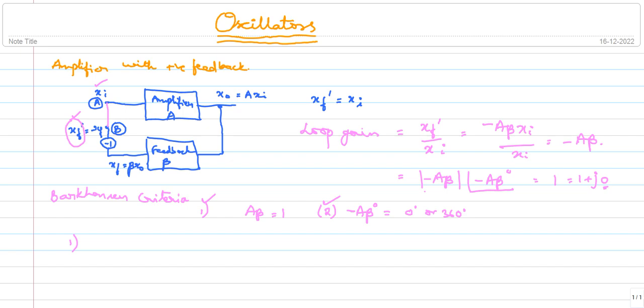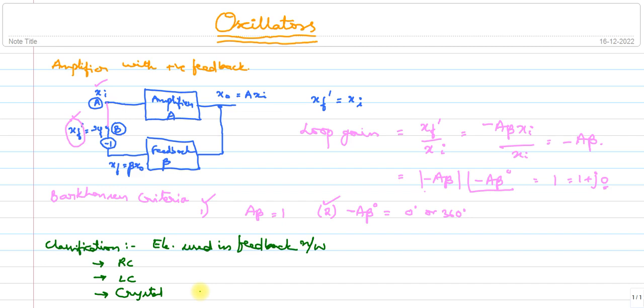So these two are the basic conditions to make an oscillator. Now let us classify these things. Coming to classification, these are very simple. We classify based upon the elements used in the feedback network. Whichever type of elements we use in the feedback network, we name the oscillator accordingly. The first one is the RC oscillator, the second is the LC oscillator, and the third is the crystal oscillator.